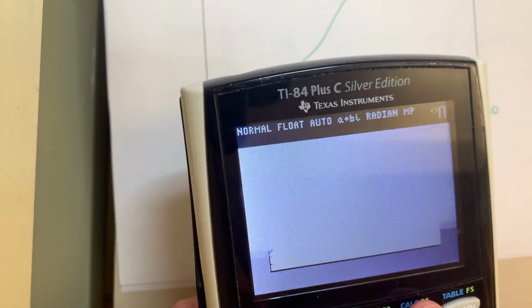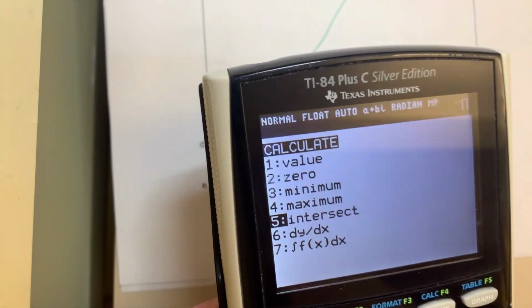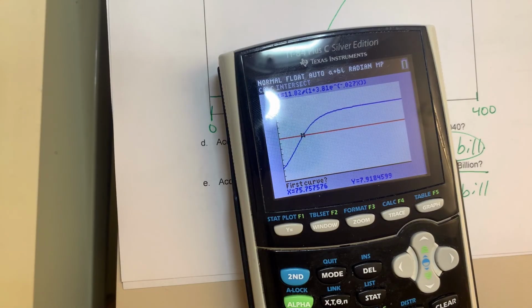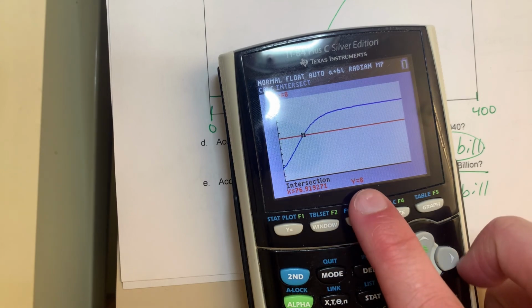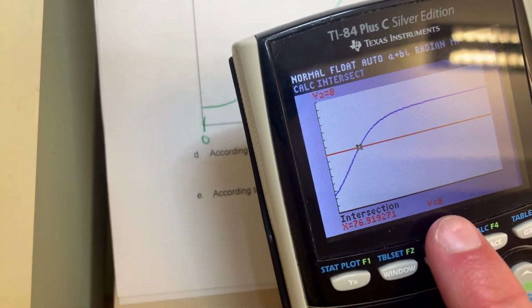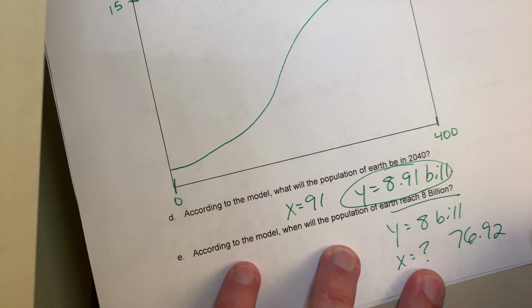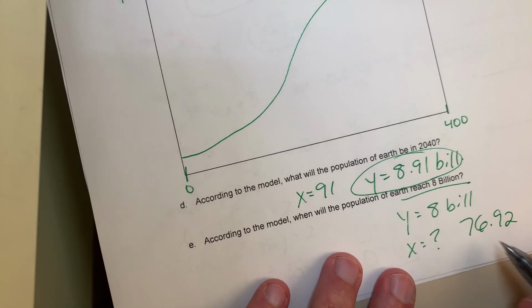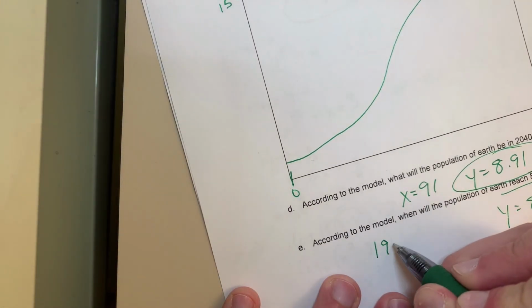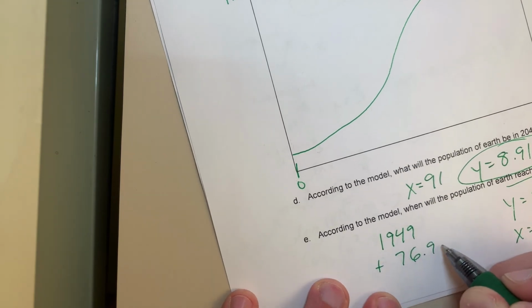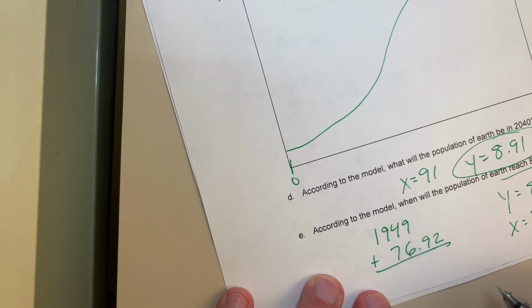We can go second calc intersect and scroll over till we get to that point. It's asking where it is about on the first curve. It's right there. Second curve, about right there. So at the intersection, when y is 8, x is 76.92. And again, what is that? That's the number of years after 1949. So I can go 1949 plus 76.92. You can round it up to 77 even, because it probably will want exact years.